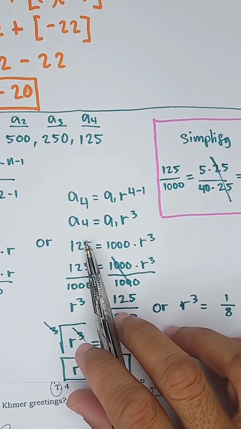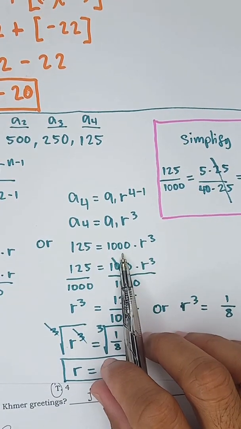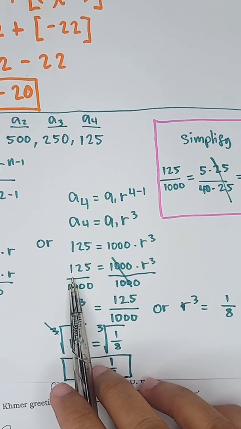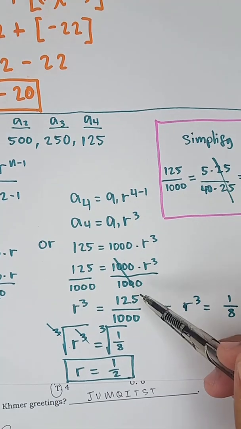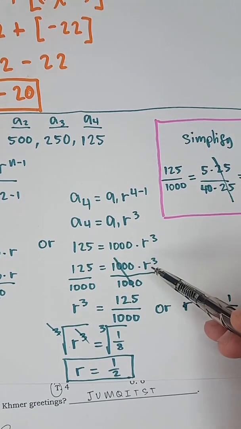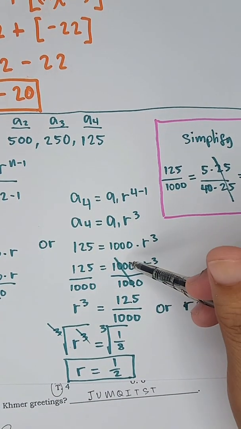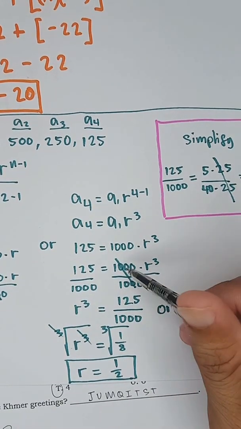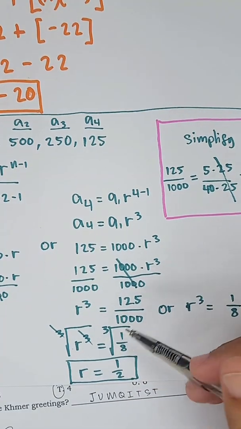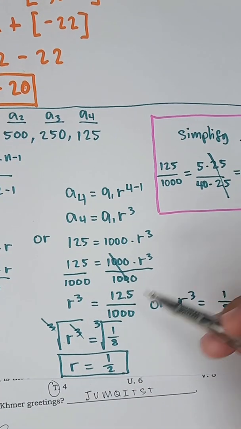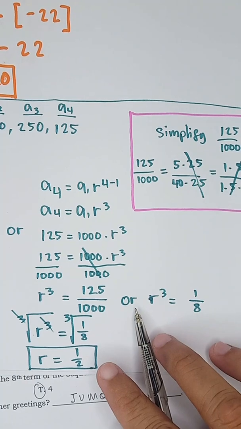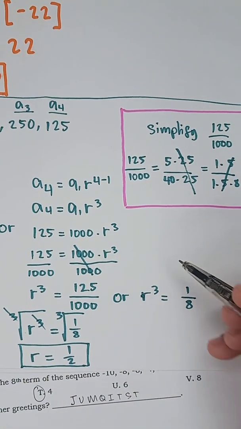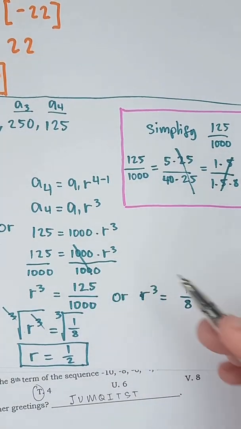So a sub 4, a sub 1 is 1,000 times r raised to 3, kasi 4 minus 1. So get rid of 1,000 beside r, para r na lang talaga yung 1. So 1,000 both sides divide by 1,000. Cancel. r cube na lang is equal to 125 over 1,000, or if you simplify 125 over 1,000, you get 1 over 8 as the simplified form of the fraction.